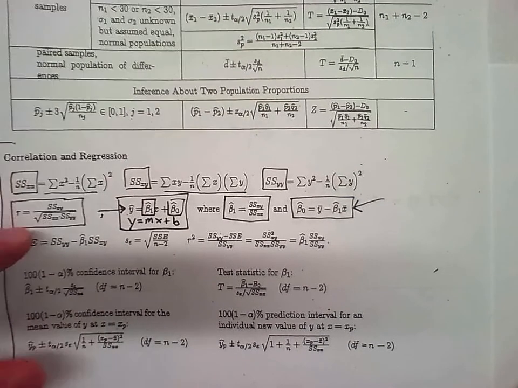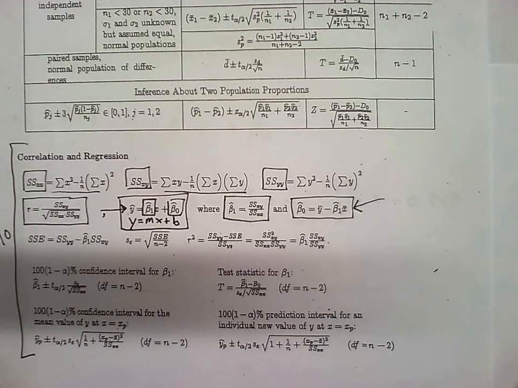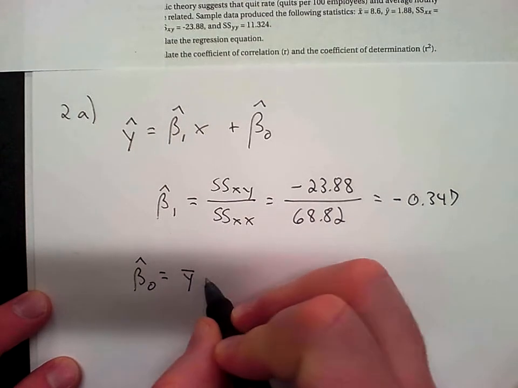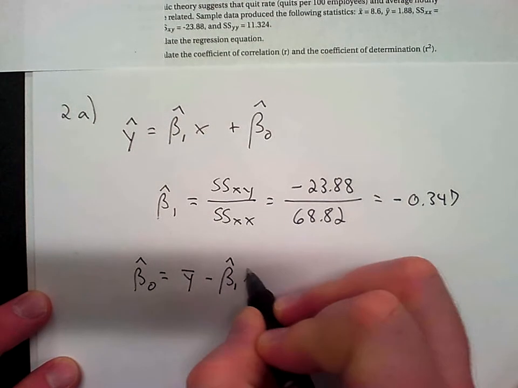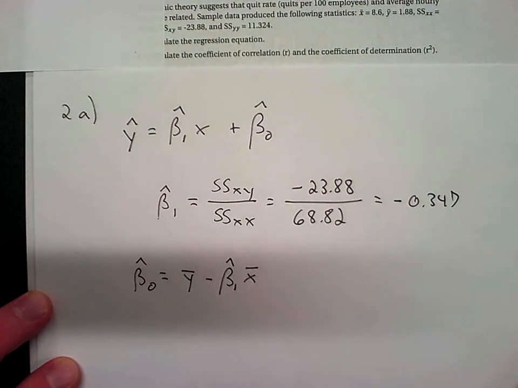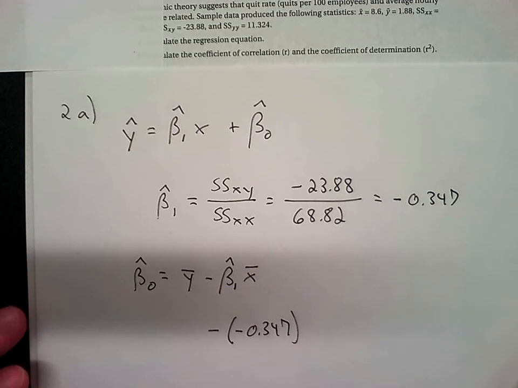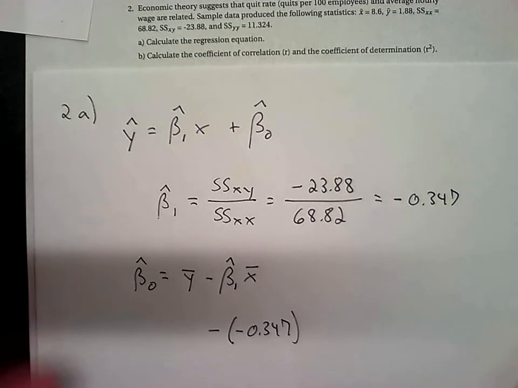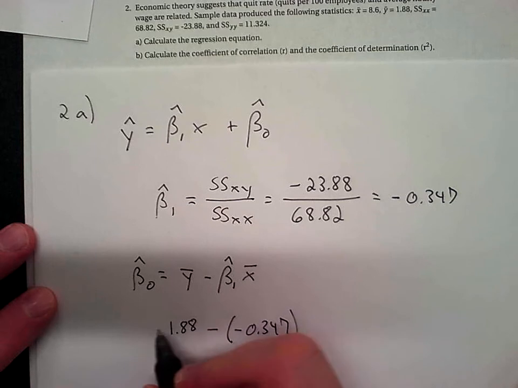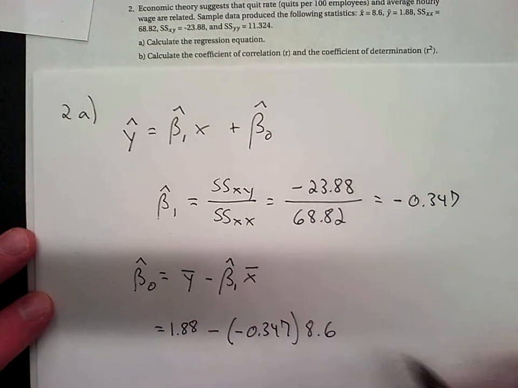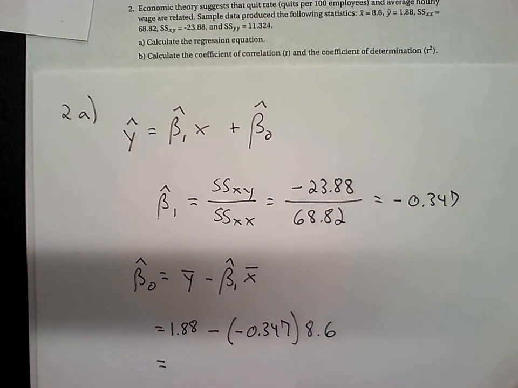Alright, is everybody good with this? You guys starting to see the trend? It asks you to find something, you go to the formula sheet, you figure out what the formula is, you figure out the numbers, you just plug in the numbers. Okay. So here we have y bar is equal to beta 1 hat x bar. We just found out that beta 1 hat is negative 0.347. What is y bar equal to? Yep, that's just given to us in the problem. And what is x bar equal to? That's also given to us in the problem. If you do this arithmetic, what do you get?